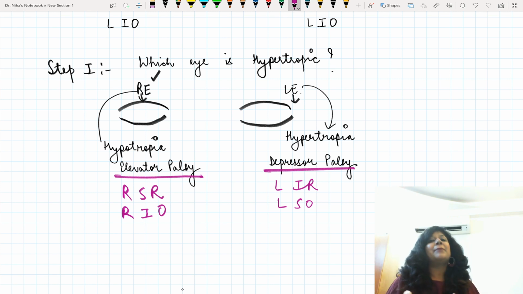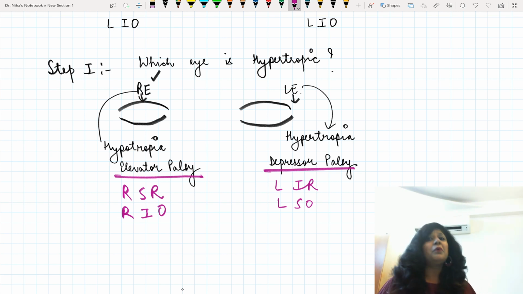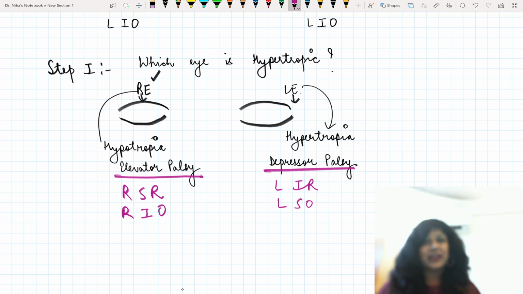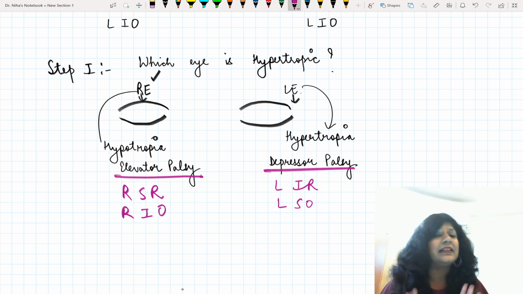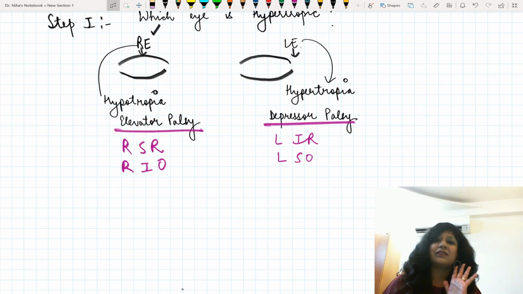So the first step is that I have got the 4 muscles, and many a times they will give you these 4 muscles in the options. So now I have right superior rectus, right inferior oblique, left inferior rectus and the left superior oblique. So this is my first step. I am not seeing anything, I am just seeing this.